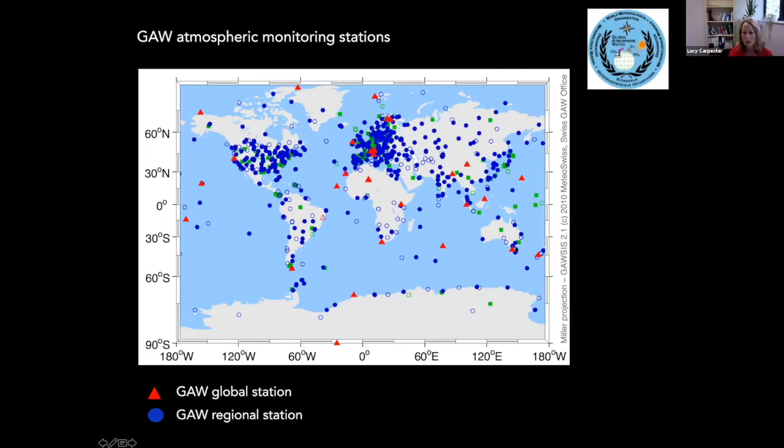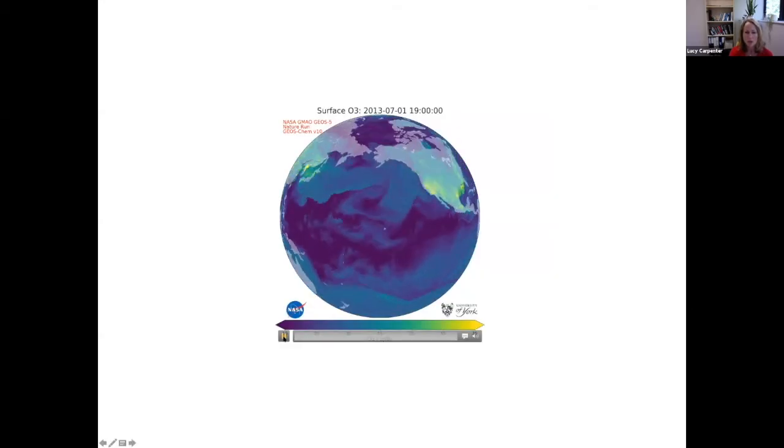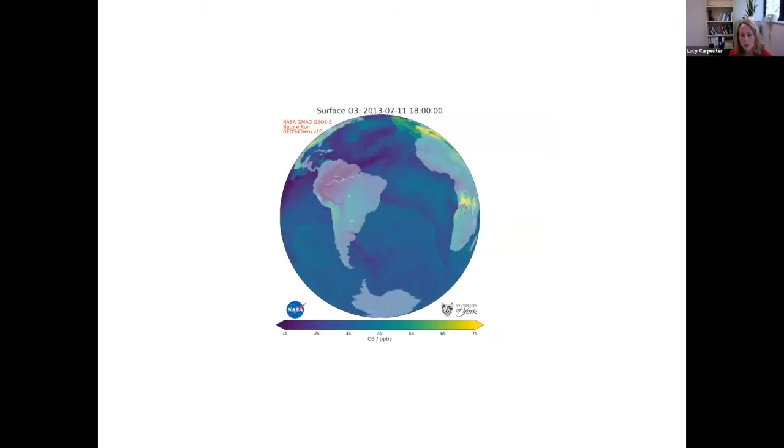For example, Cape Grim here on the southern tip of Australia, measuring processes over the Southern Ocean. As Sonia mentioned, I'm the director of the Cape Verde Observatory here in the tropical Northeast Atlantic Ocean. And these background stations really enable us to measure hemispheric-wide changes in atmospheric composition because they're free from any local pollution sources. And just to give you an idea of why that's important, this is just a movie of a model output of surface ozone over the globe.